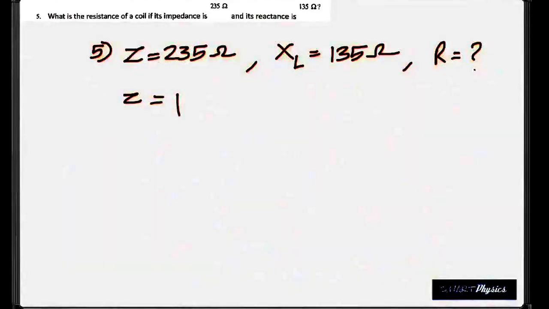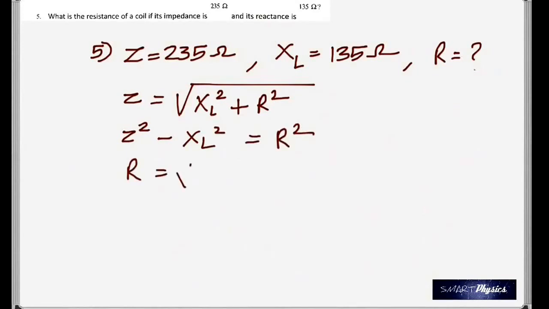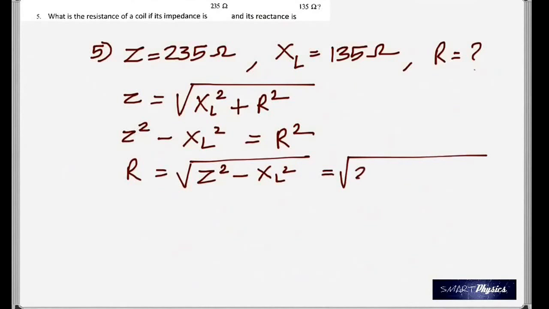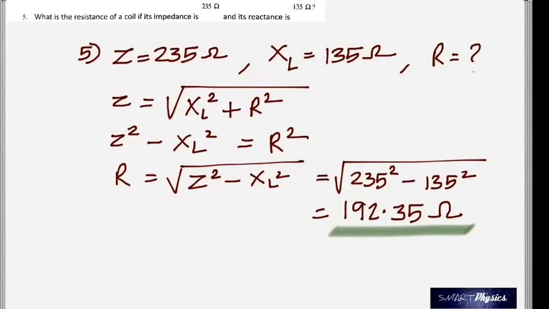Remember that reactance is also measured in ohms. Square both sides, take XL squared to the left hand side and make R the subject, and you get Z squared minus XL squared. Square root of that gives you 192.35 ohm.